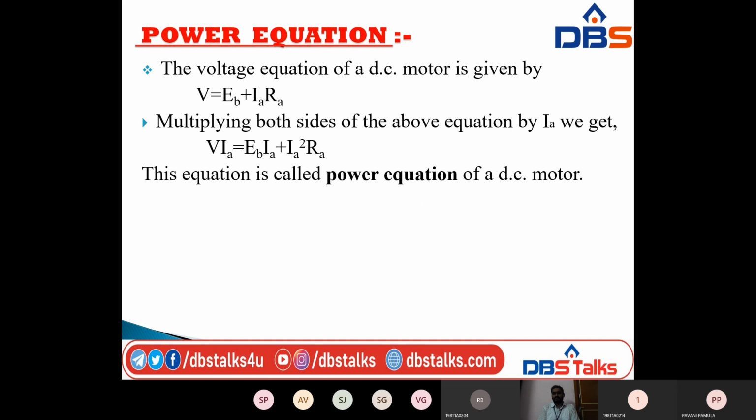And next, the power equation. The voltage equation of a DC motor is V is equal to EB plus IARA. Multiplying both sides of the equation by IA, we get V into IA is equal to EB into IA plus IA square RA. This equation is called the power equation of a DC motor.